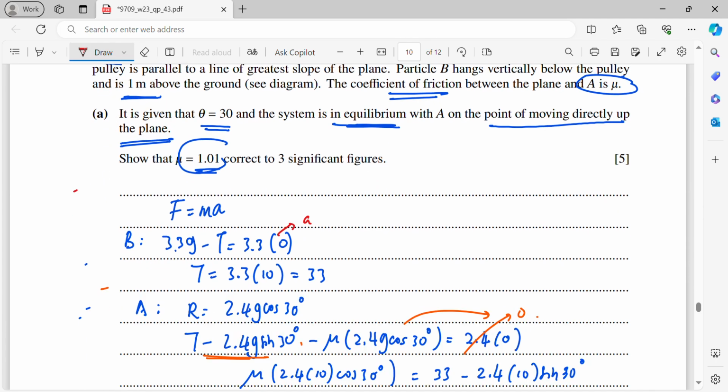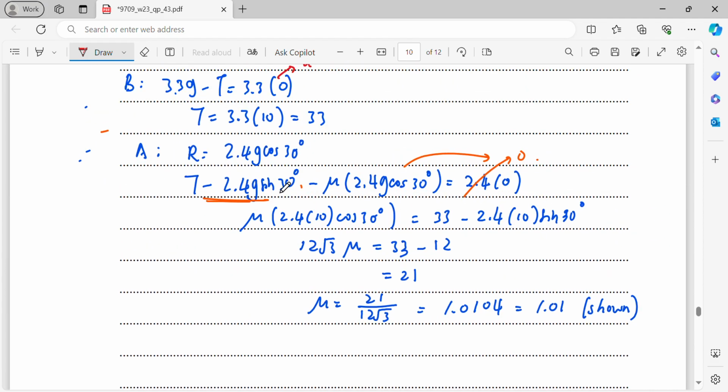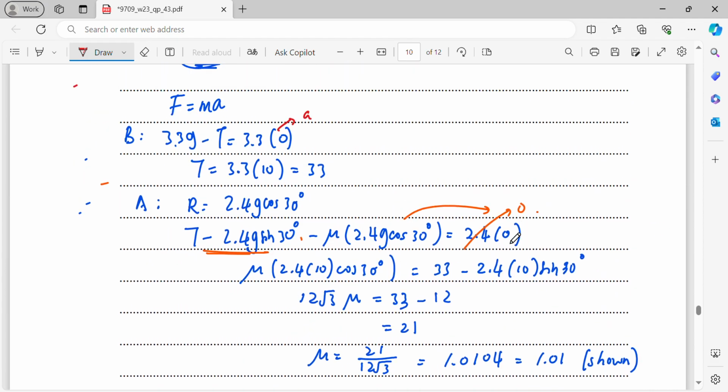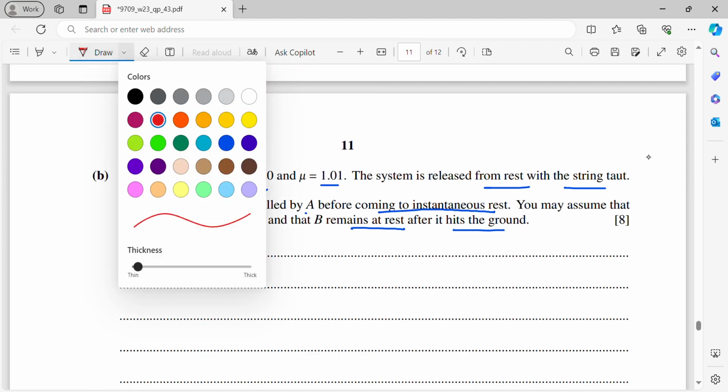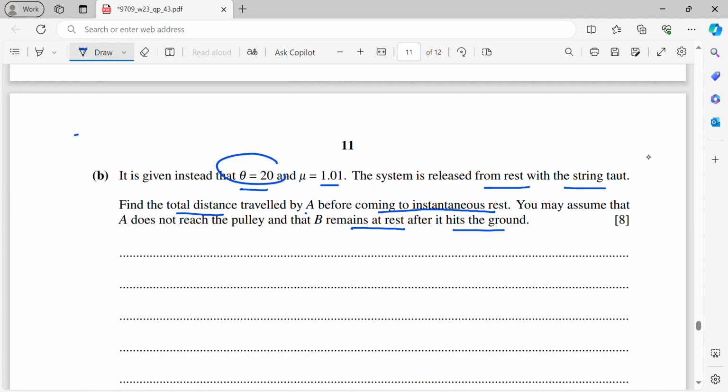To get the A first, the rest remain. Just change the 0 to A for the acceleration. So I will rewrite all the calculations and change the theta to 20, no more 30. So now I will write F equals to MA.